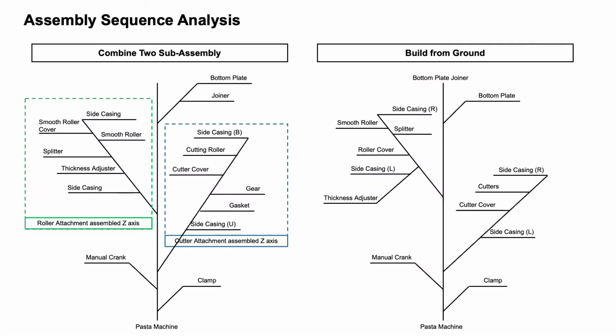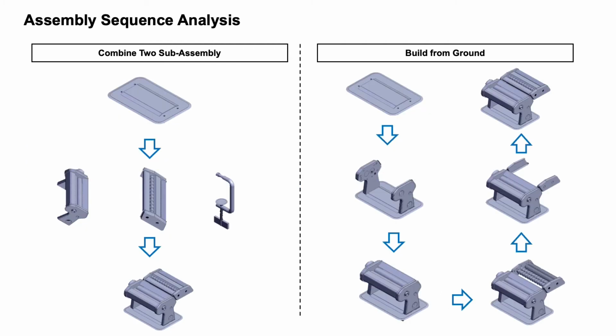Here are 2 proposed sequences of assembly of the pasta maker. Each sequence has 2 large sub-assemblies which include roller and cutter attachment. In the first sequence, sub-assembly parts are separately made and then attached to the main frame. In the second sequence, the parts are built from the main frame one by one. This is an illustration of how the 2 sequences are made differently. In the first sequence, sub-assembly can be assembled in the Z-axis, which allows easier assembly.